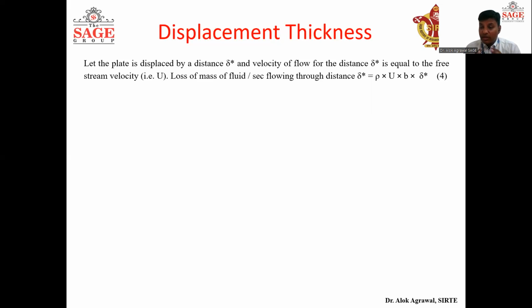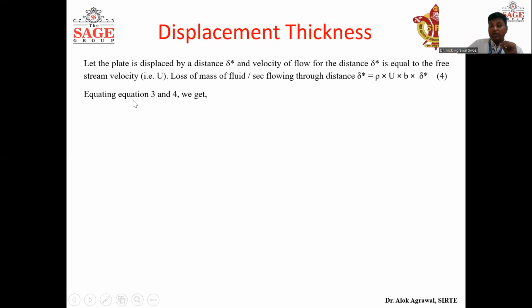When we move the plate by delta star distance, the mass flow rate will reduce, because now the plate is moved to a distance delta star, and because of that the fluid which is flowing past the solid body will reduce, and that reduction will be rho U, using the free stream velocity, the width of the plate is constant b, and now we have moved the plate by delta star, so it will be rho U into b into delta star. Give this equation 4.